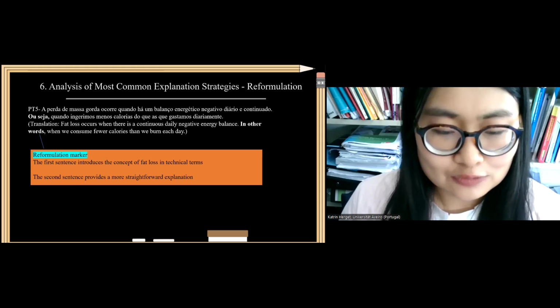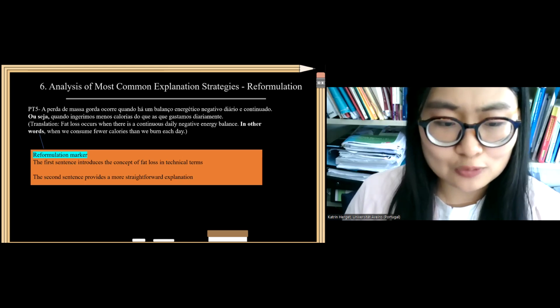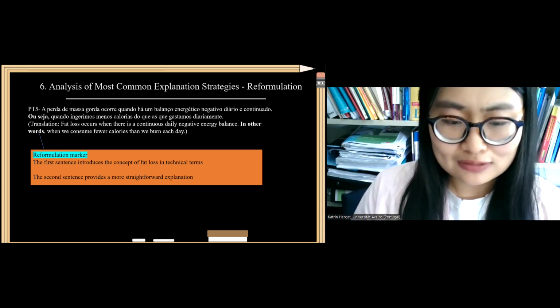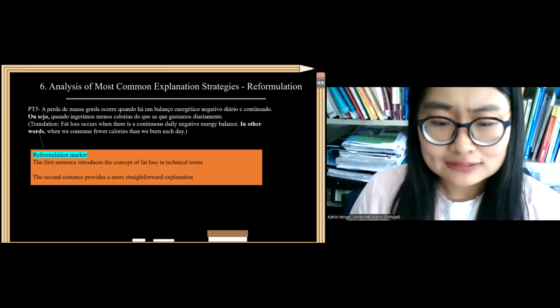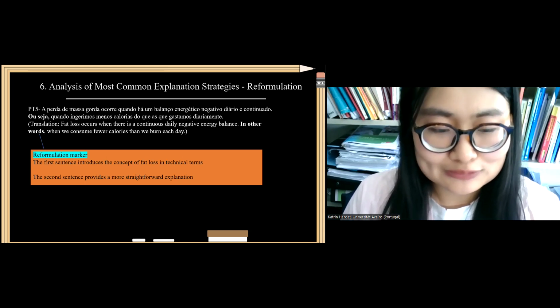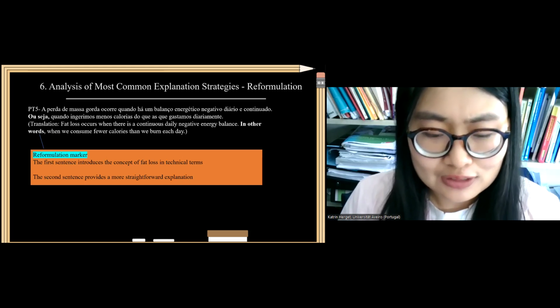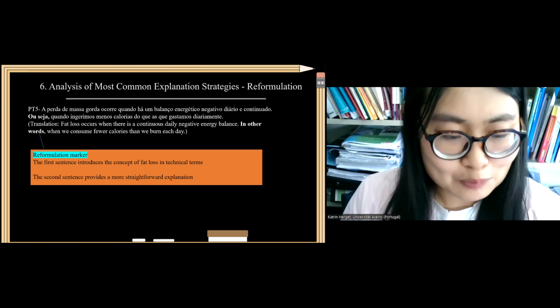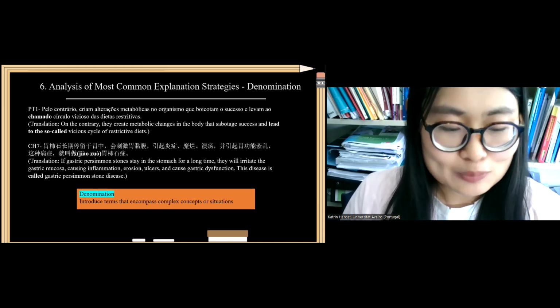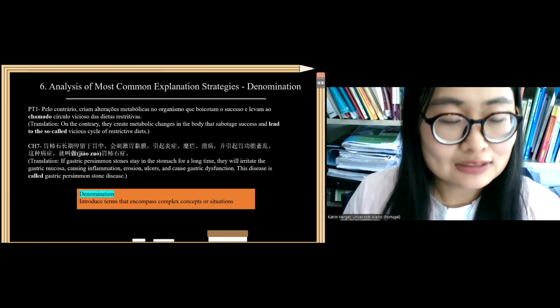In this case, the first sentence introduces the concept of fat loss in technical terms, continuous daily negative energy balance. The second sentence, beginning with "in other words," provides a more straightforward explanation, fewer calories consumed than burned. And the denominations focus on naming concepts or entities.